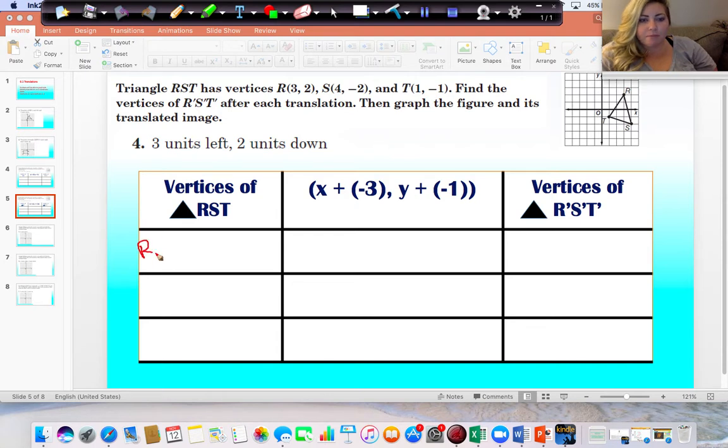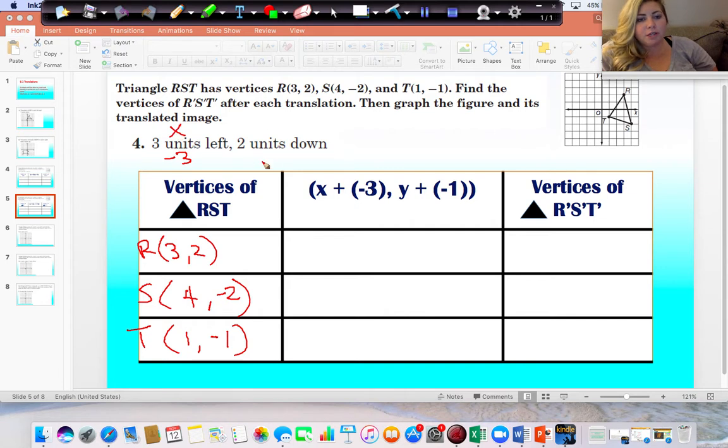Now we've got the same original numbers. And just for the record, you don't have to write this whole sentence down. Writing the table down is what's important. Okay, but we've got a new translation. We're moving it 3 units to the left, so we're subtracting 3 for the x's. And we're moving 2 units down, so we're subtracting 2 from the y's.